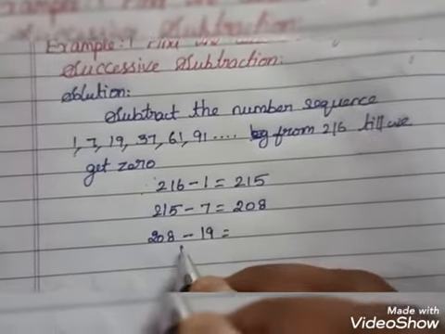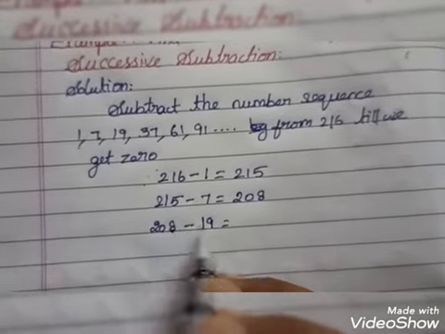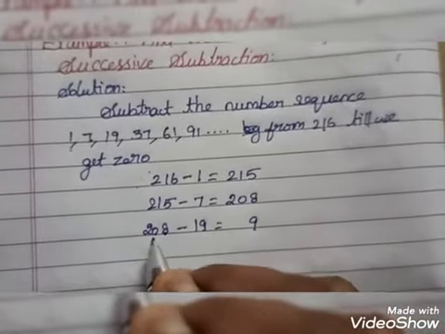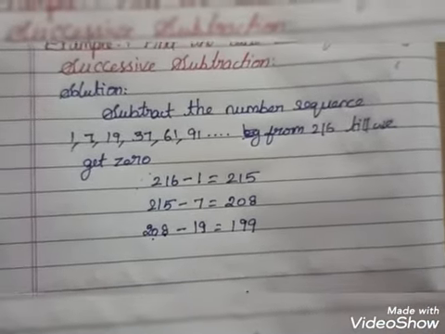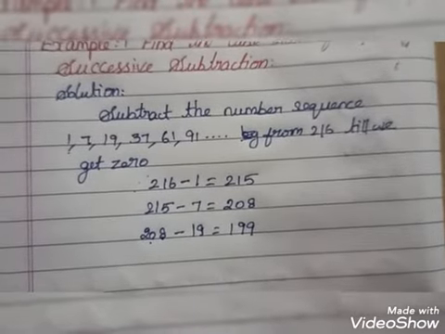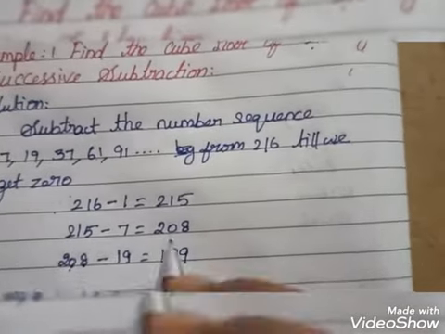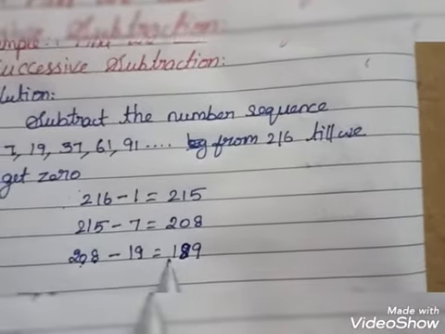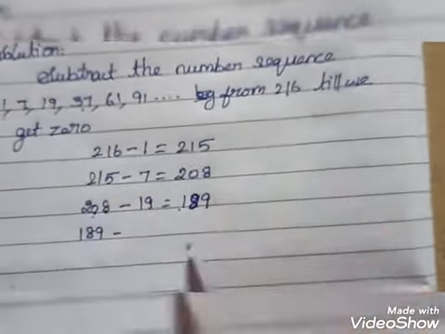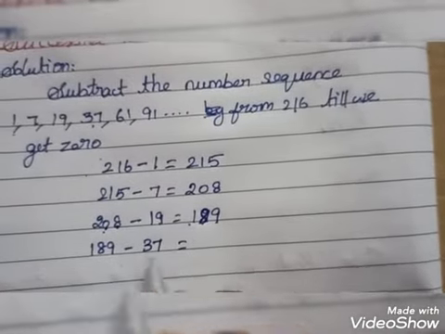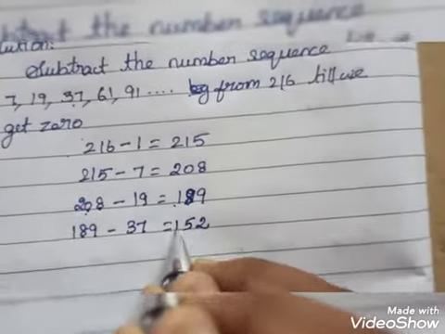So 208 subtract with 19. So this one becomes 18, 18 minus 9, 9. So 189. What is the next sequence number? 37. If you subtract 37, 9 minus 7, 2, 8 minus 3, 5. So 152.